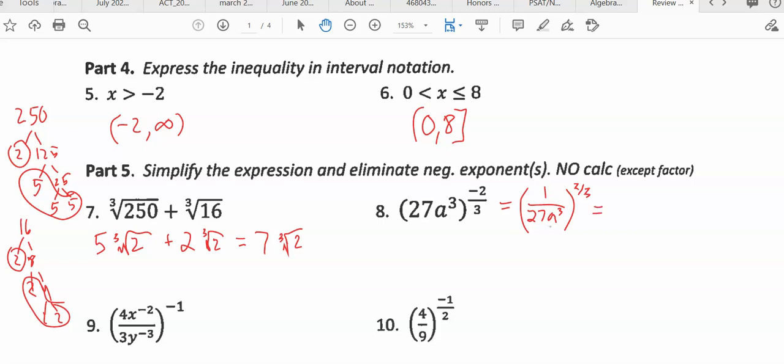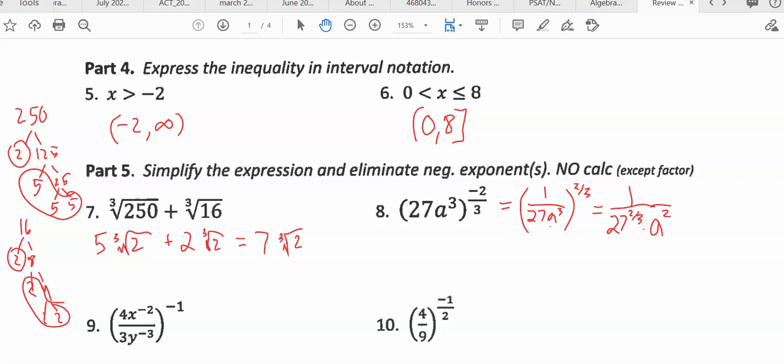1 to the 2/3 power is just 1, so the numerator is just 1. In the denominator, you're going to have 27 to the 2/3 times a to the, remember your power, you're going to multiply, so 3 times 2/3 is actually 6/3 or 2. So that simplifies nicely.